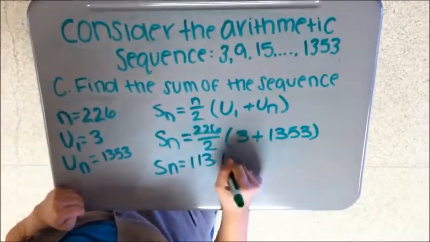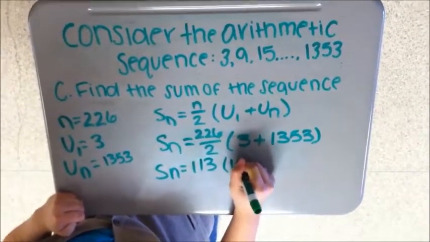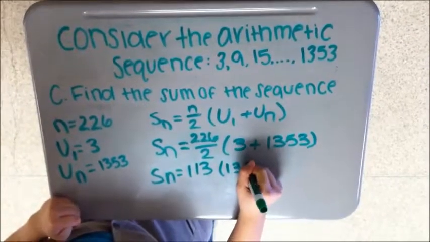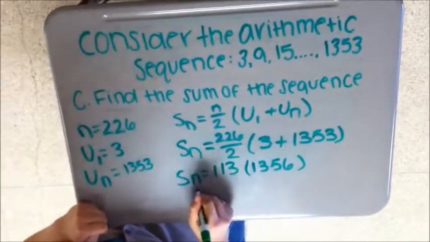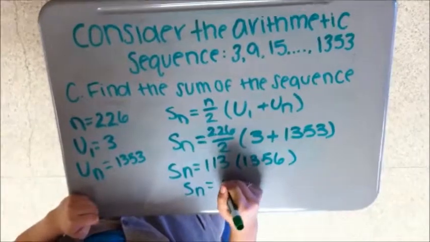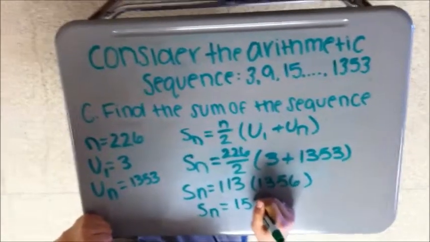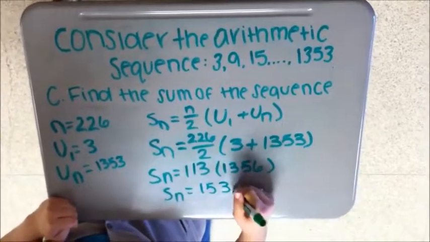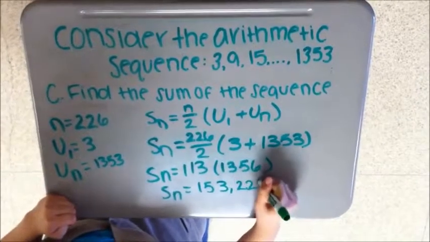Then we simplify, and we get 113 multiplied by 1356. And we will get 153,228.